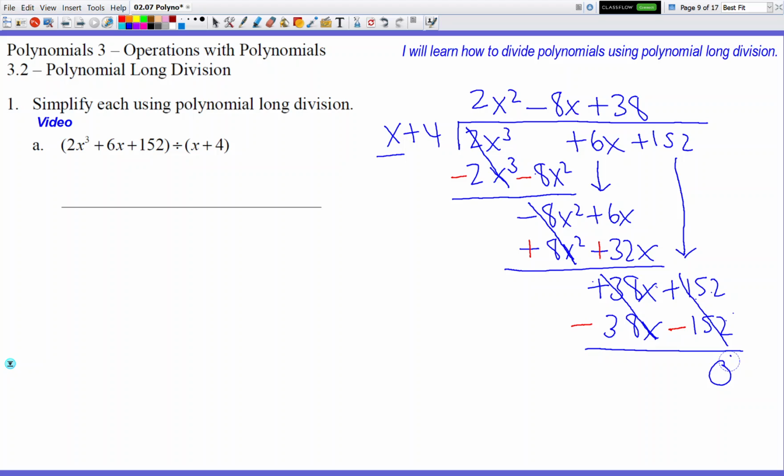I know division sometimes has remainders, but in this particular lesson, when you do polynomial long division, you're not going to have any remainders. It's always going to end up at 0. So your final answer for this problem is going to be 2x squared minus 8x plus 38. And that's it, problem number 1 is done.